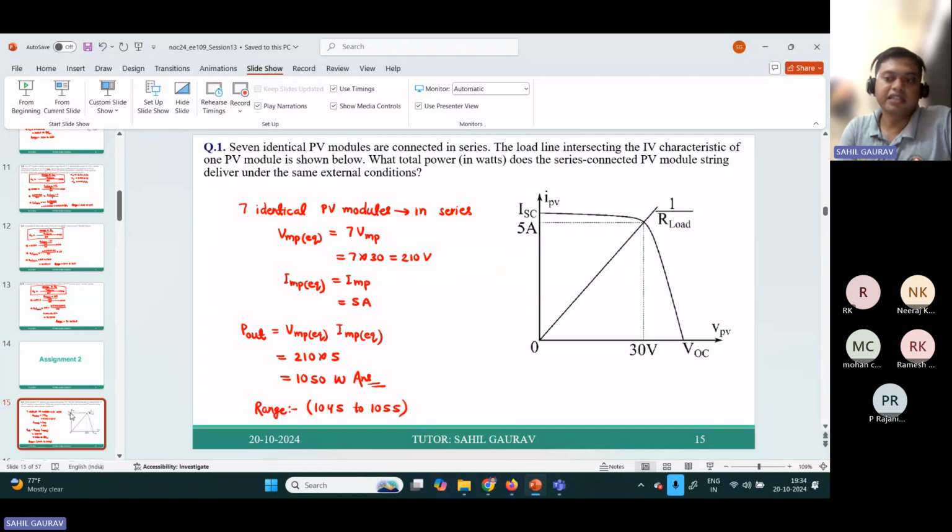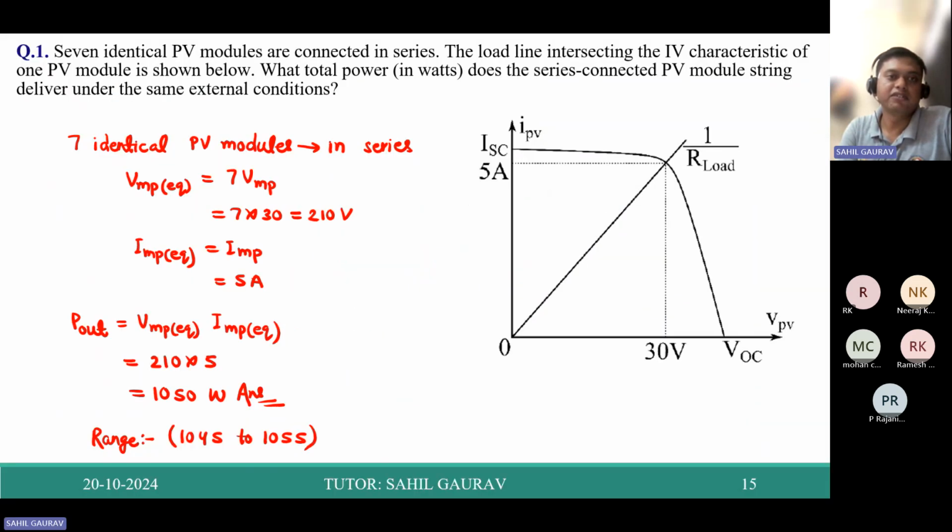So coming to the next assignment, assignment number 2. Here we have seen the series and parallel connection of PV cells. This first problem says 7 identical PV modules are connected in series. The load line intersecting the IV characteristic of one PV module is shown below. This is the IV characteristic. They are asking about the total power that this series connected PV module string delivers under the same external condition.